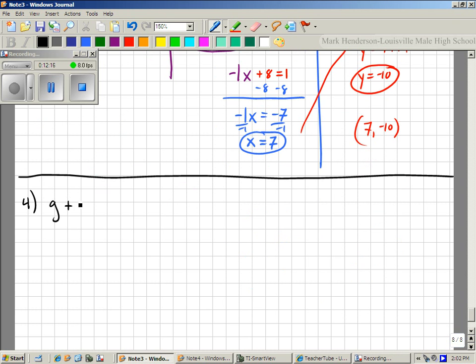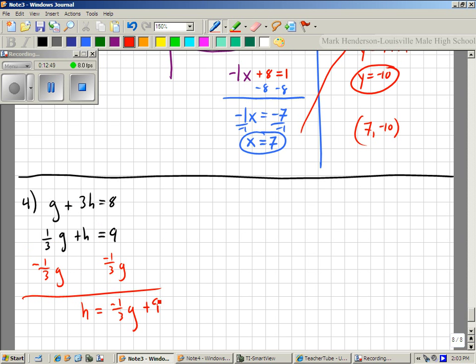Firstly, we're going to have g plus 3h equals 8. We're going to have 1/3 g plus h equals 9. Okay, so here's what I'm going to do. I'm going to subtract 1/3 g from each side, and that gives me h is negative 1/3 g plus 9.